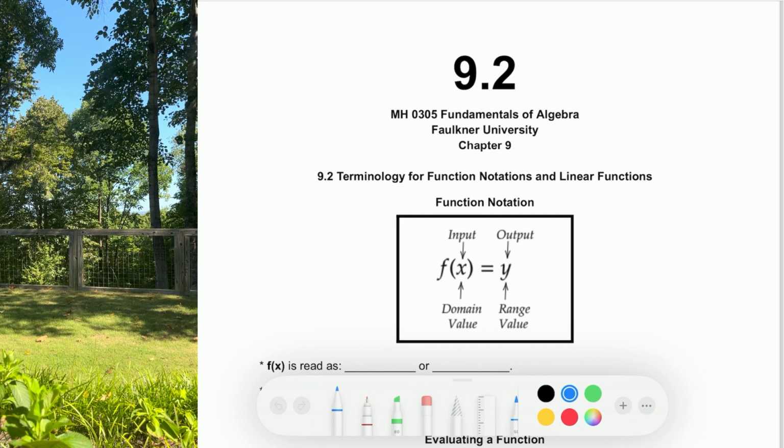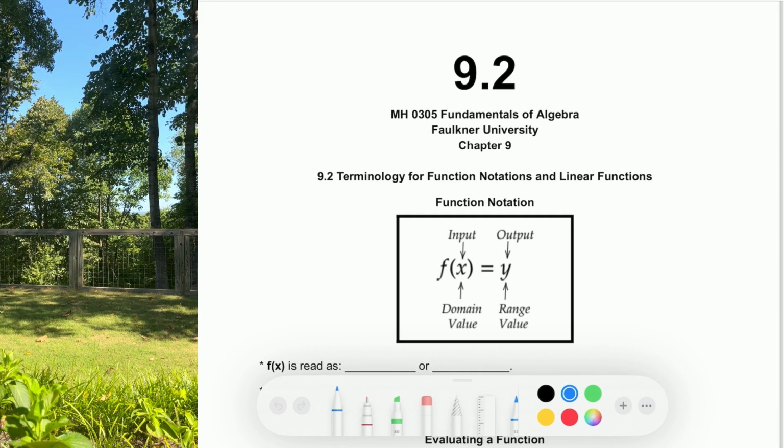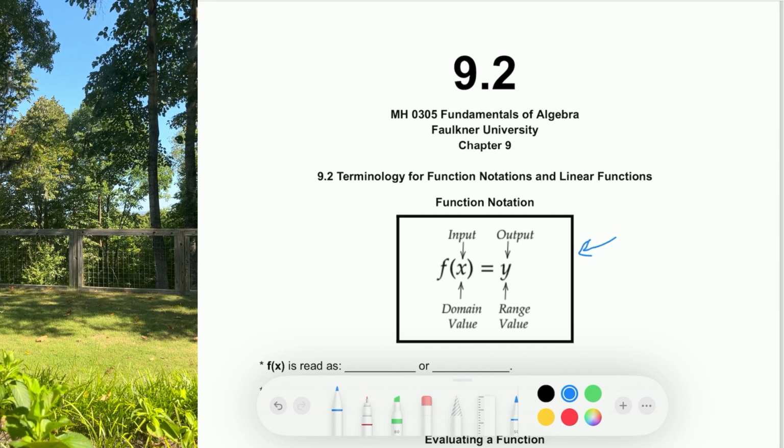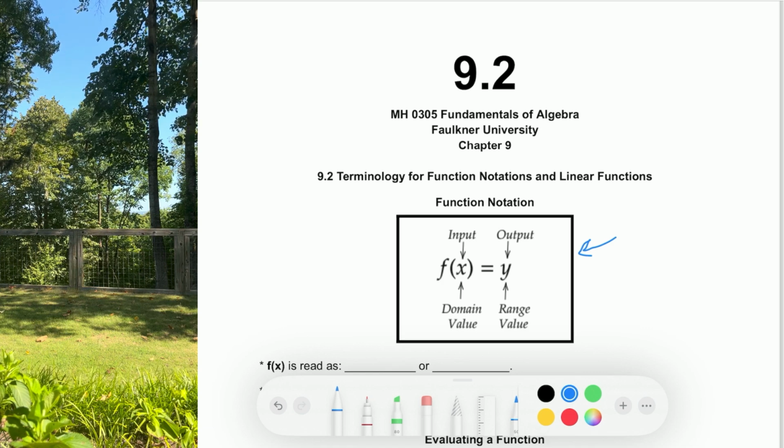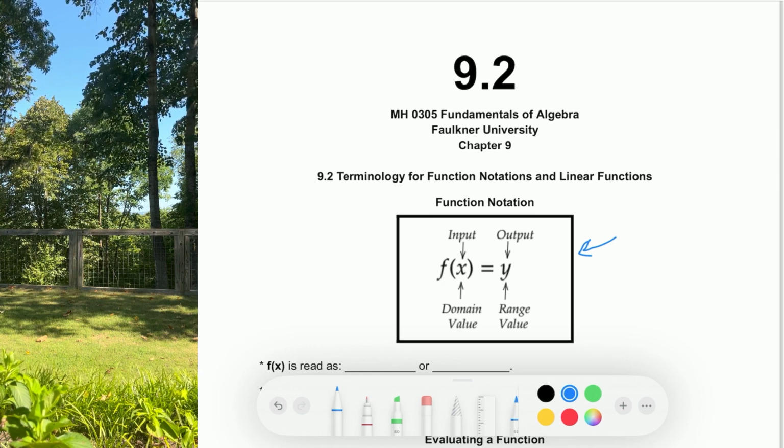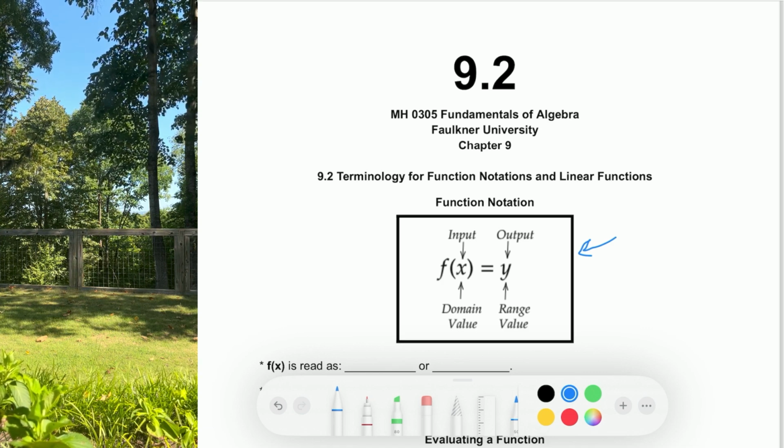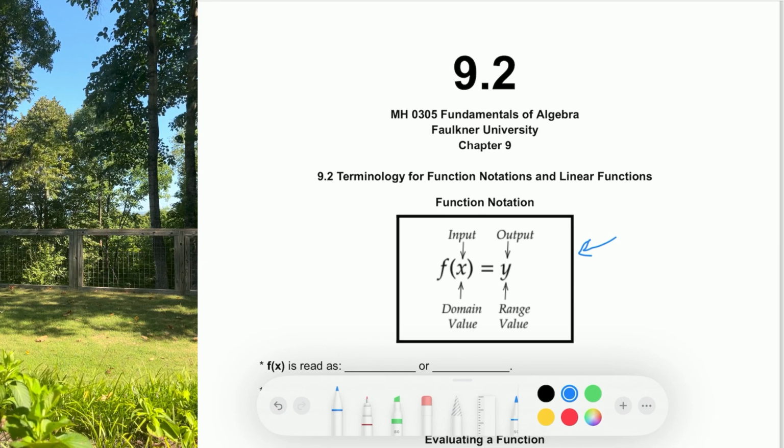Welcome back, students. We'll be looking at section 9.2, terminology for function notations and linear functions. Let's start with looking at this image that we have right here and explain what these pieces mean. This is probably something that you either haven't ever seen or you saw it for a short time and you don't really remember anything about it. So let's talk about the different pieces.